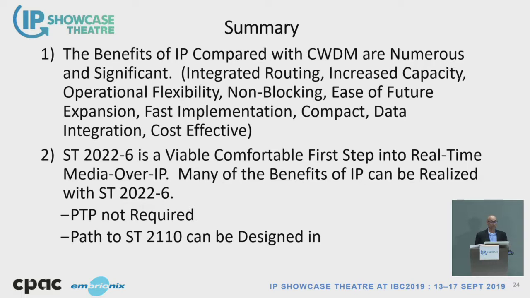So in summary, the benefits of IP compared with CWDM are numerous and significant. Integrated routing, increased capacity, operational flexibility, non-blocking, ease of future expansion, fast implementation, compact. There's data integration capabilities, and it's cost effective. And these were benefits to CPAC and also to CPAC's viewers, just based on increased production value that can be achieved. And ST 2022-6 is a viable, comfortable first step into real-time media over IP. Many of the benefits of IP can be realized with 2022-6, and of course, design in a path to 2110. It allows you to initially build a system without the requirement of PTP.